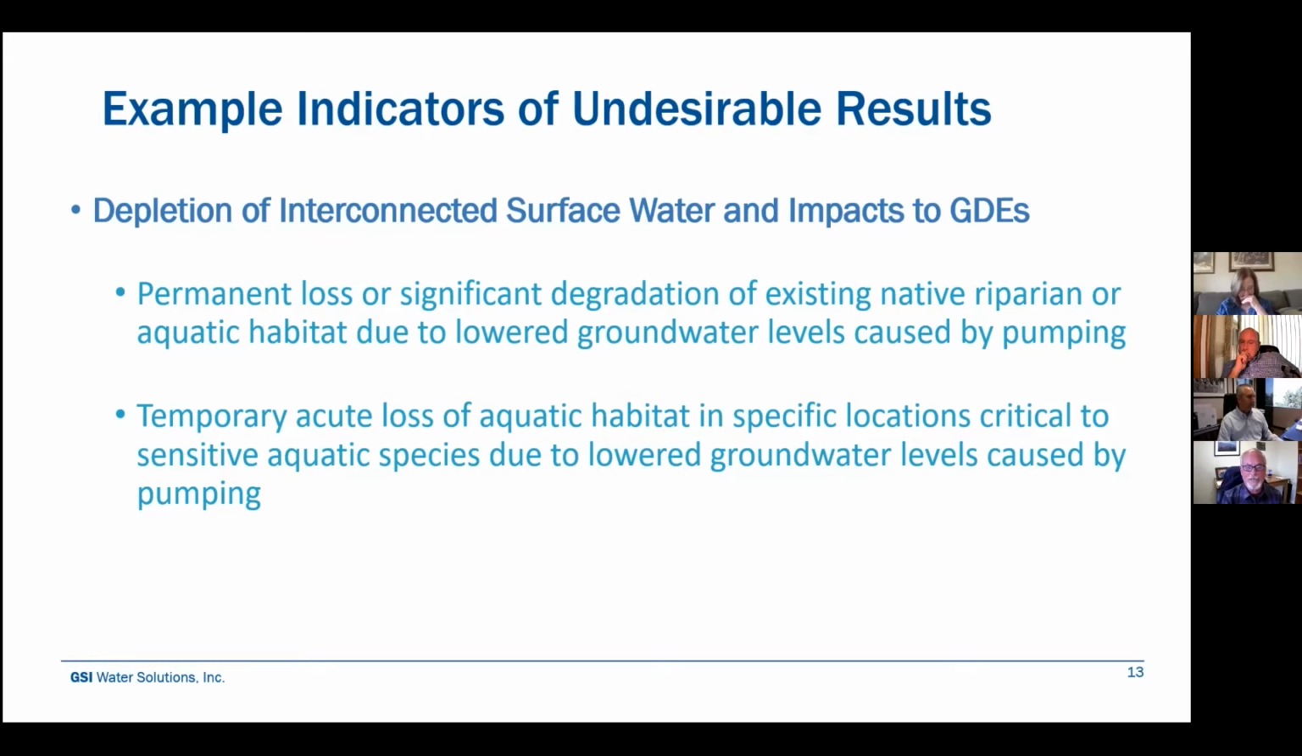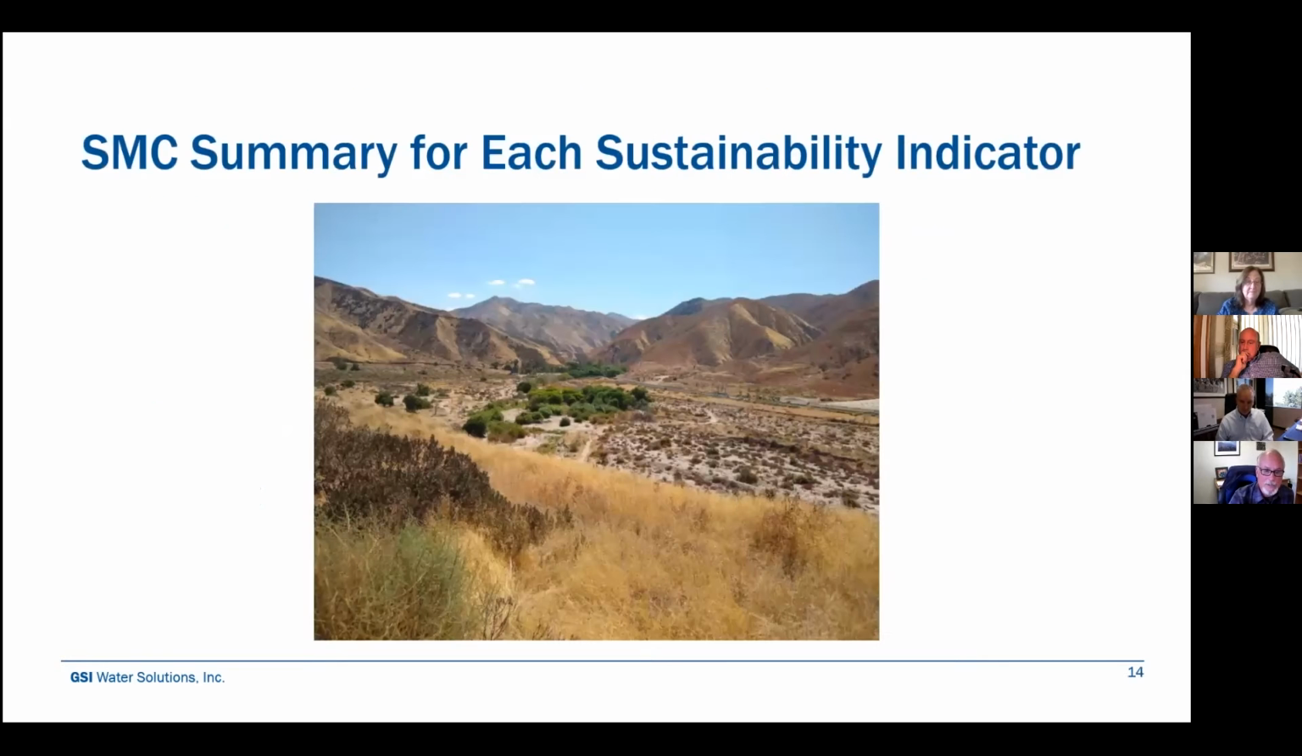An example being unarmored three-spine stickleback that live in the vicinity of pools in the I-5 bridge area. That's a very sensitive spot where acute loss of habitat could be a serious problem and an immediate problem. So those were the undesirable results that we came up with.